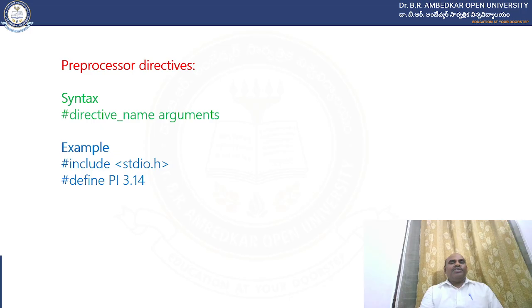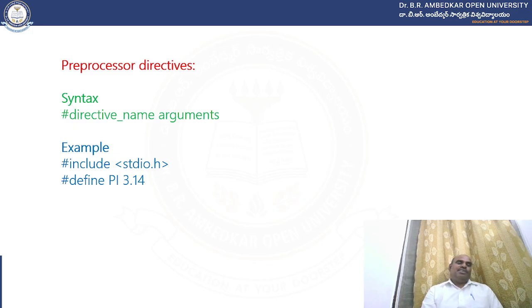Next we are going to discuss preprocessor directives syntax: how to declare and how to use them in a C program. First, we have to know the syntax. What is the syntax here? Syntax means the directive name with the arguments we can specify.